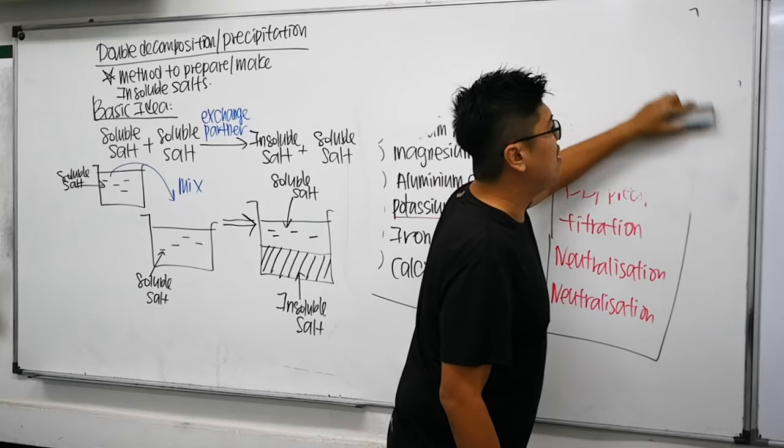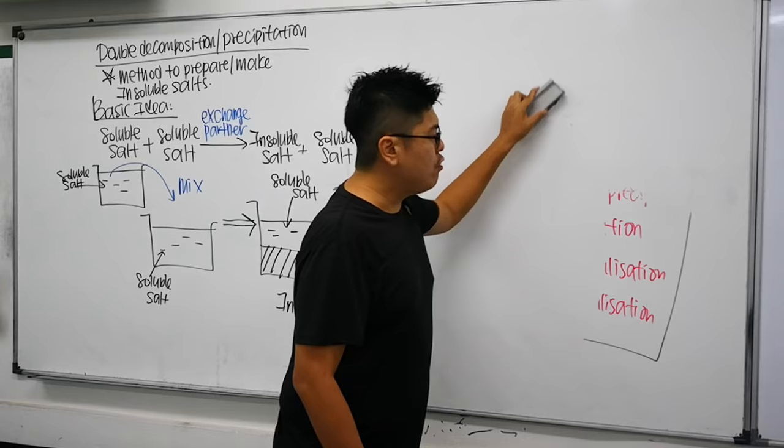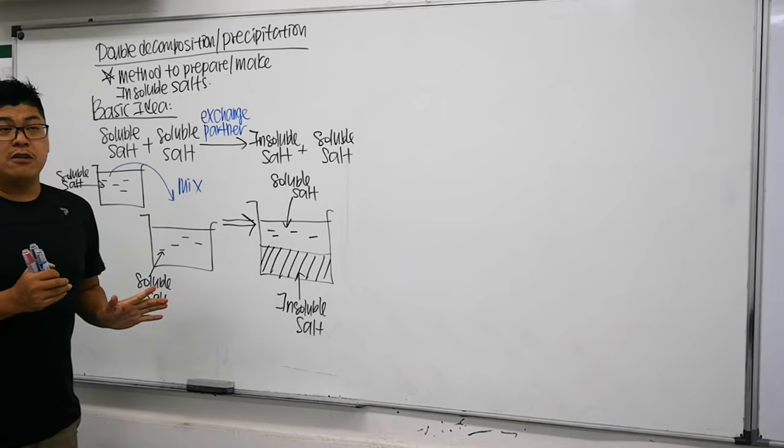Our target is to do 3 examples. I do 2, you do 1. I will do 2 for you, you will do 1 for me, and that's it. So today I just end up with double decomposition. It's good enough for you. Too many things, you cannot take it.